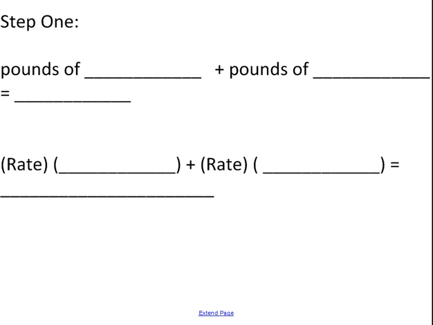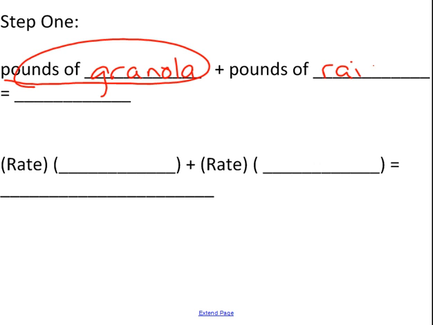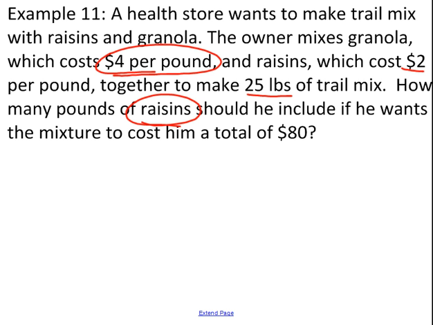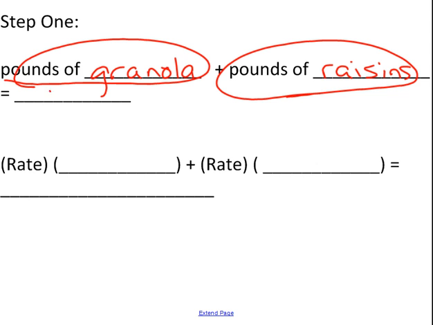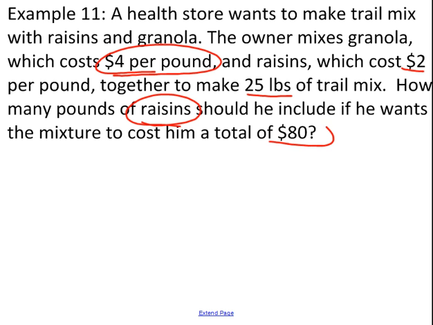So we've got pounds of granola. This is amount, okay? So an amount plus the pounds of raisins is equal to the total pounds, which I don't remember. Total pounds is 25. Pounds of granola plus pounds of raisins equals total pounds of 25. Now, the rate times the granola plus the rate times the raisins has to equal a dollar amount. What was the dollar amount? A total cost of $80.